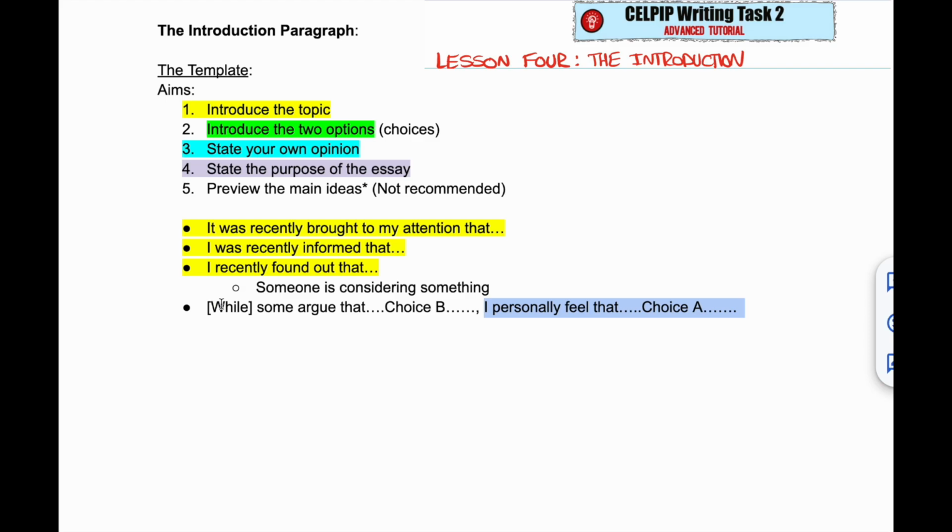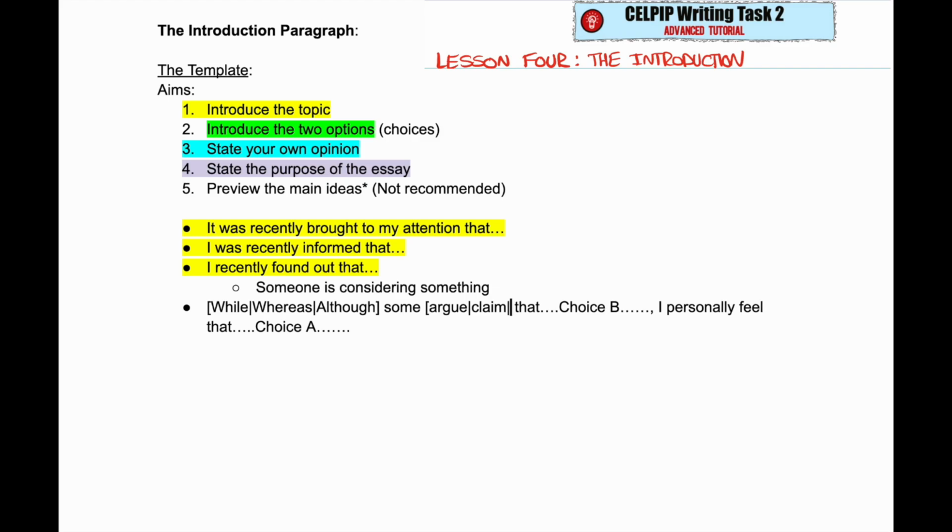Now, you can make some changes to the template. For instance, you could use whereas and although instead of while. For example, you could say, although some argue that, or whereas some argue that. You can also substitute the verb and use words like claim, argue, or point out.